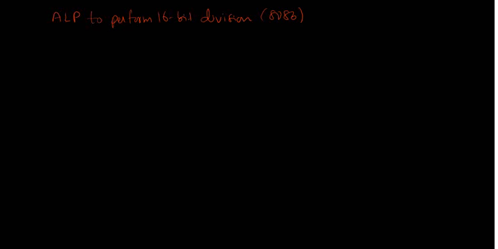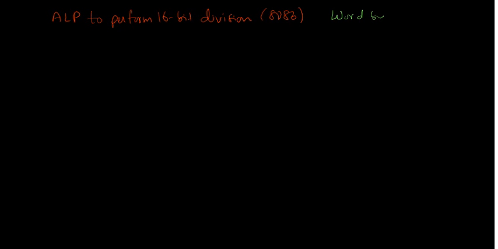So next one is 16-bit division. In 8086 assembly language, we can do the word by byte. I mean, you can divide a 16-bit number with an 8-bit number. Okay, so let us go with the program.